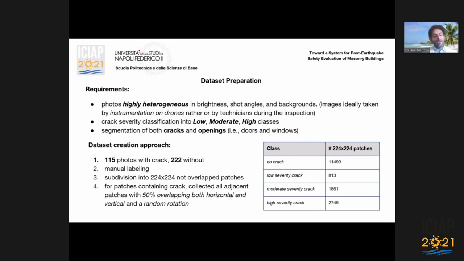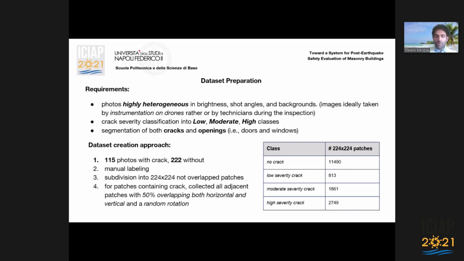In particular, as you can imagine, there is no dataset available for this problem. So the first part of our work was to collect a dataset. And in particular, as this work aims at being used with different sources, so for example, images acquired by using a camera or a drone and so on, we want to make our system able to work in conditions where the images are very, very heterogeneous, for example, in terms of brightness, shot angles, background, and so on.